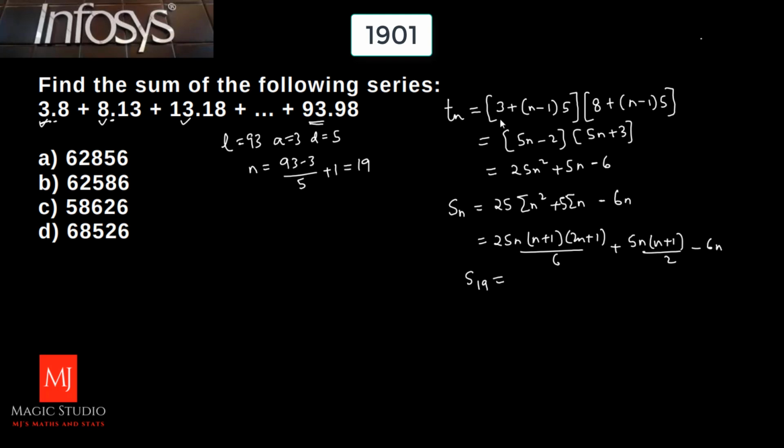Fine, but isn't this taking too long? If a calculator is not there, we would be investing a lot of time in solving this. Now, is there any other way to find this? Yes. If we look at the series, it is 3 into 8, then 8 into 13, then 13 into 18. That means the second object of the first term becomes the first object of the second term, and so on.